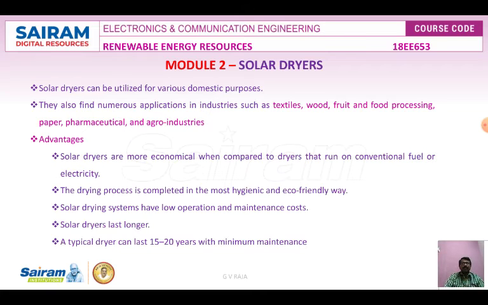So the drying process is completed in the most hygienic and eco-friendly way. Solar drying systems have low operation and maintenance cost. Solar dryers last longer because solar will never be gone. Solar is continuous, sun energy is continuous. It will not decay at any cost.